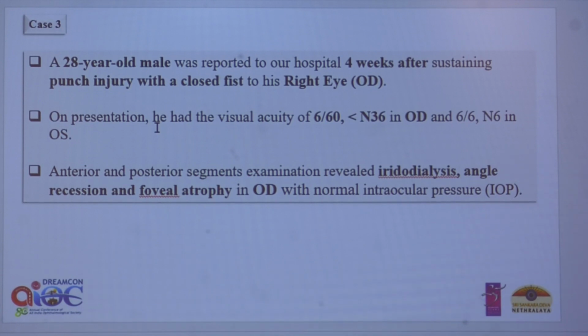Coming to the third case, a 28-year-old male was reported 4 weeks after sustaining a punch injury with a closed fist to his right eye. When he presented to our hospital, his visual acuity was 6/60 and less than N36 in the right eye, and 6/6 N6 in the left eye. The anterior and posterior segment examination revealed iridodialysis, angle recession, and foveal atrophy in the right eye with normal intraocular pressure. Left eye findings were within normal limits.